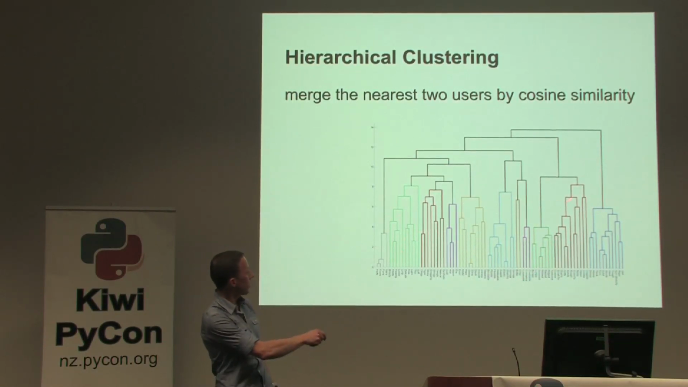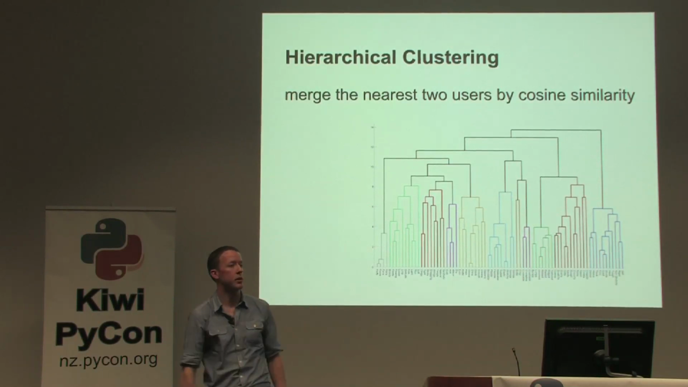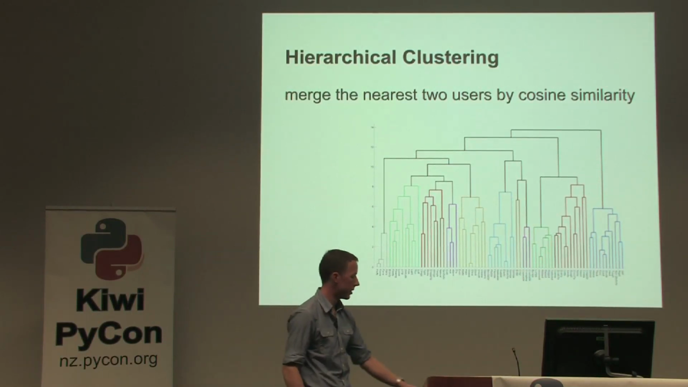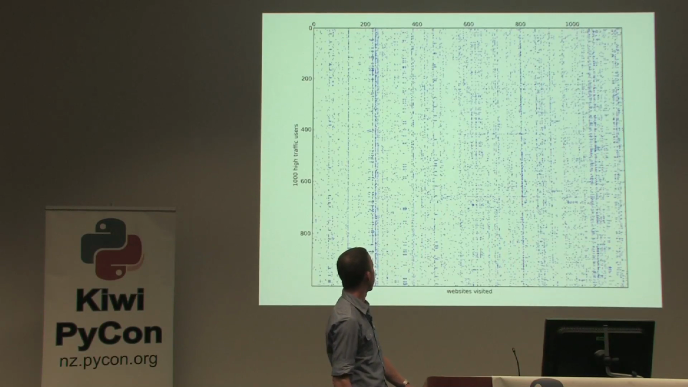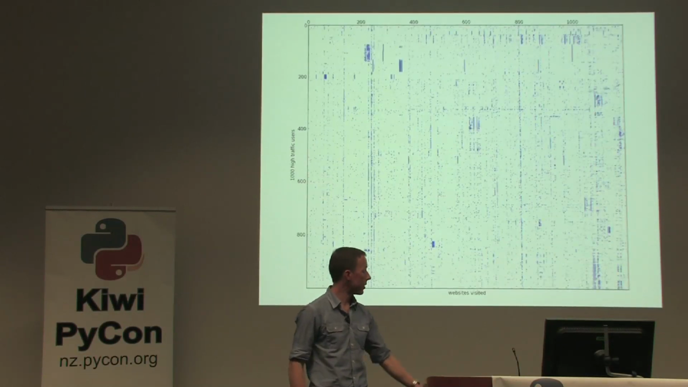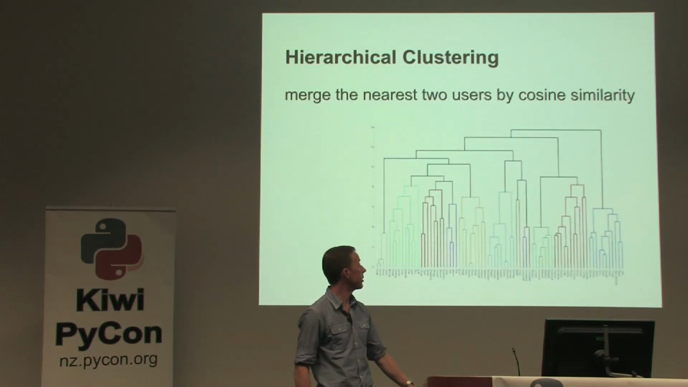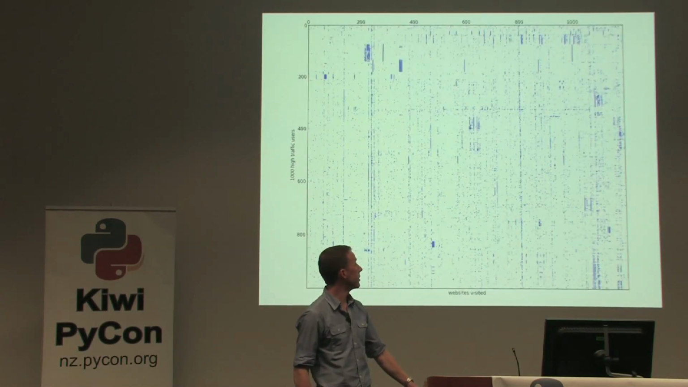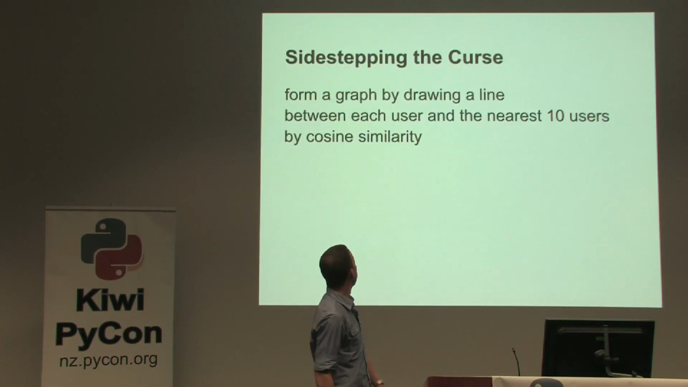Then maybe if we cut this graph along here, we'll have grouped the people into larger groups that we can work with. And it turns out that this works okay. This is random data. This is what you get after you order it by this dendrogram. So there's definitely some structure appearing there.